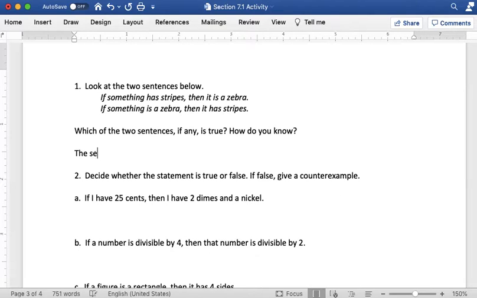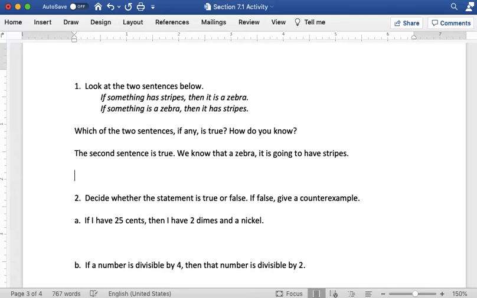So the second sentence is true. We know that if we have a zebra, it is going to have stripes. Now, think about the first sentence. If something has stripes, then it is a zebra. Is it possible to come up with something that has stripes, but it's not a zebra? If we can come up with something like that, then it's not true. So this sentence would be not true.